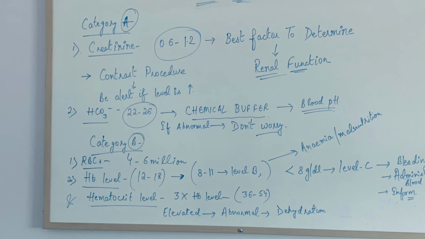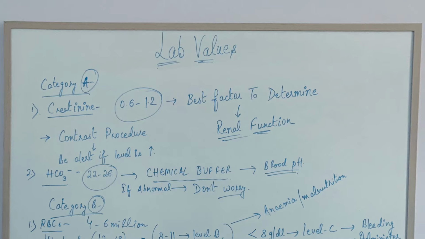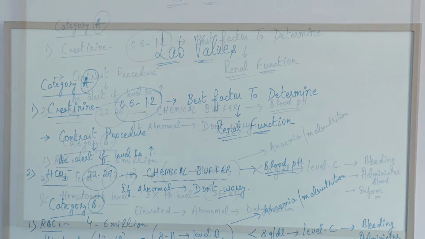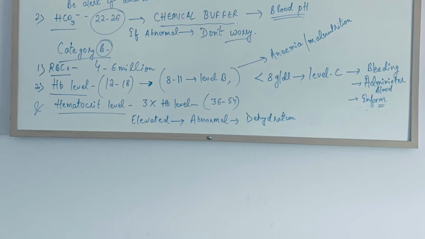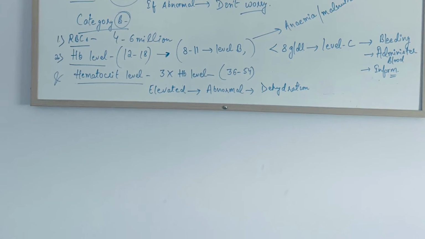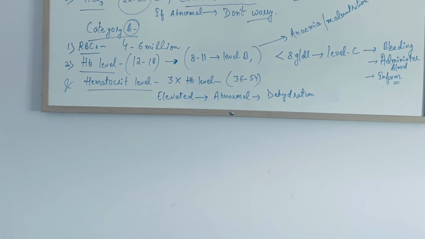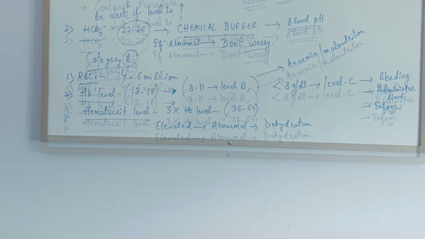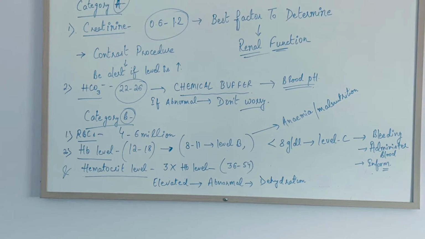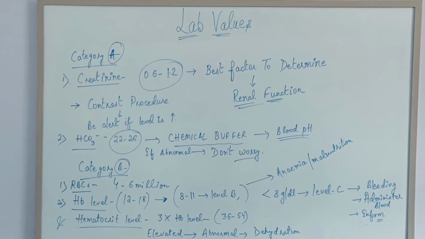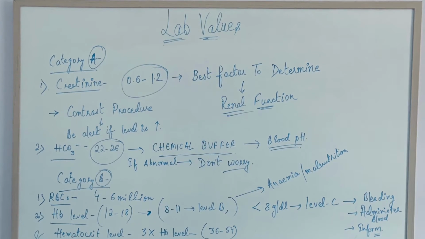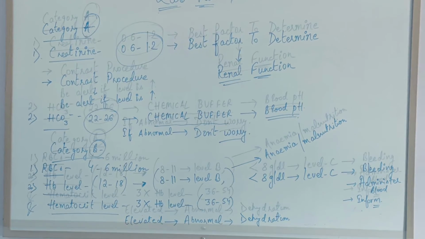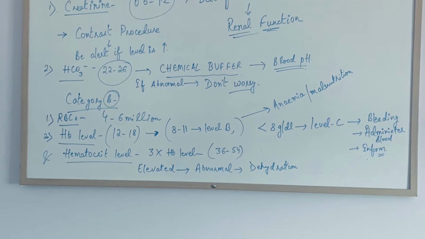Okay, and the nurse should be alert if the creatinine level is high, more than 1.2. Okay, then she should be concerned. And if the patient is going for a contrast procedure which involves the administration of a dye and the level of creatinine is high, then this is an alarming situation. So you have to inform the doctor. Okay, because the dye will ultimately go into the renal functions, and if the creatinine level is high, then there can be some damage to the kidneys.